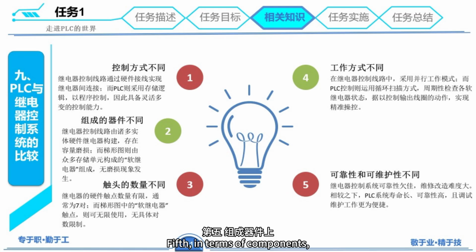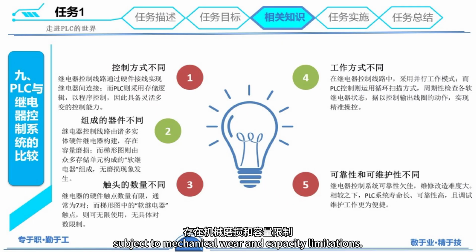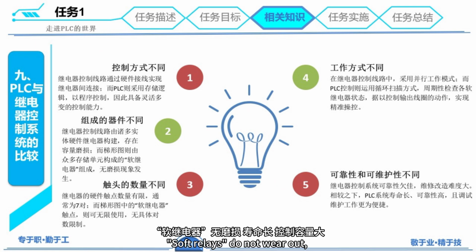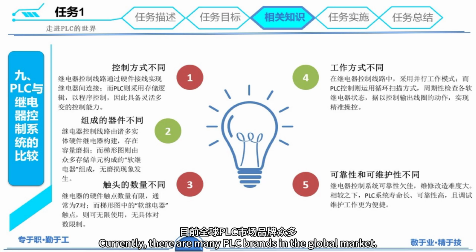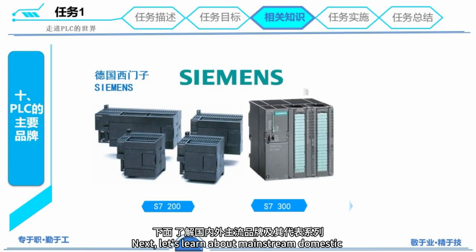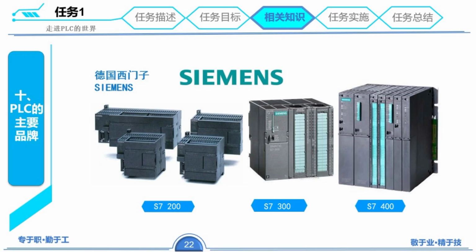Fifth, in terms of components, relay control systems are composed of physical hardware, subject to mechanical wear and capacity limitations. In contrast, PLCs are composed of electronic components. Soft relays do not wear out, have long lifespans, and offer large control capacity. Currently, there are many PLC brands in the global market. Next, let's learn about mainstream domestic and international brands and their representative series.